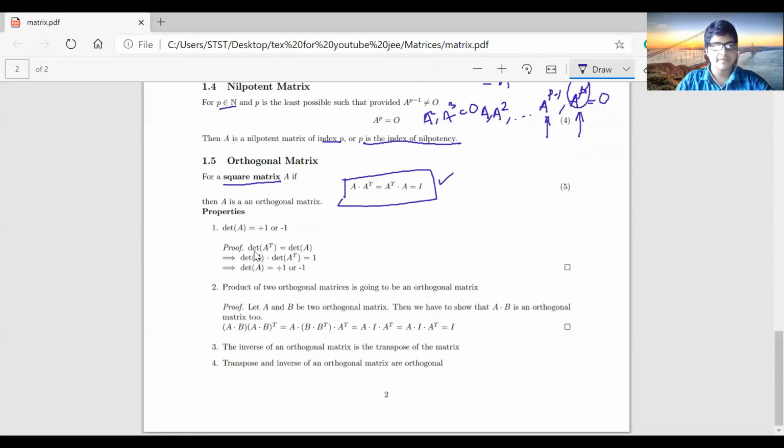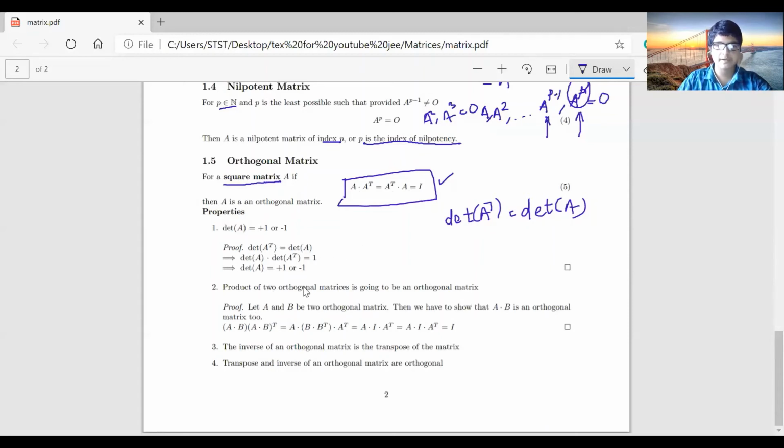Fine. So the first property is that determinant of A is plus or minus 1. Now one of the properties that you would read in determinants is that determinant of A transpose is equal to determinant of A. Now clearly take determinant on both sides, as we have done for involutory matrices. You would obtain that determinant of A whole square is equal to 1, and hence the property follows.